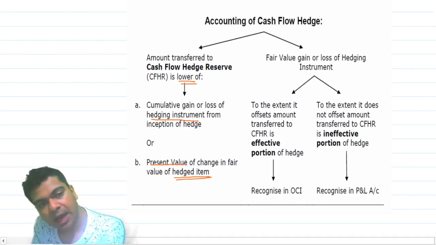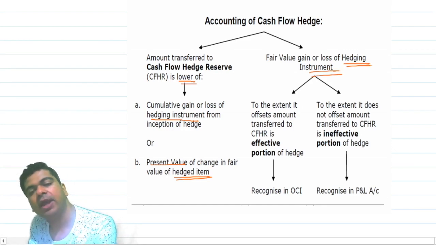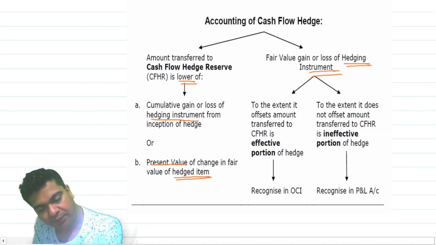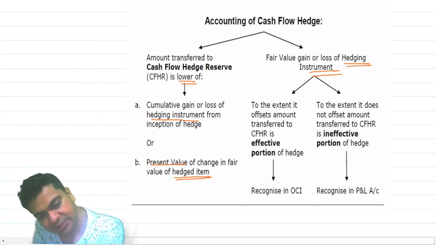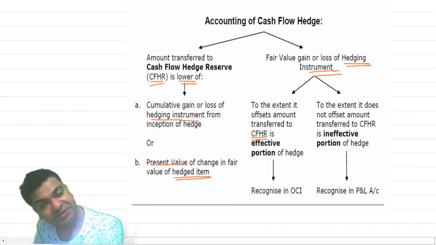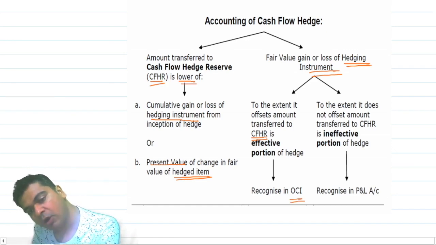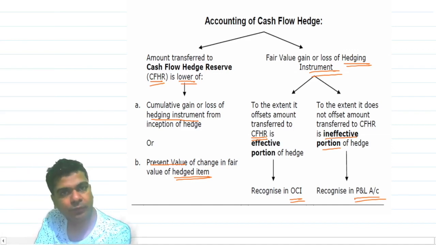Now, specifically for the hedging instrument, the fair value gain or loss of the hedging instrument, to the extent it offsets the amount transferred to the cash flow hedge reserve, the CFHR, is the effective portion of the hedge. This should be recognized in OCI. To the extent it does not offset the amount transferred to the cash flow hedge reserve, it is the ineffective portion of the hedge, and that should be recognized in the profit and loss account.